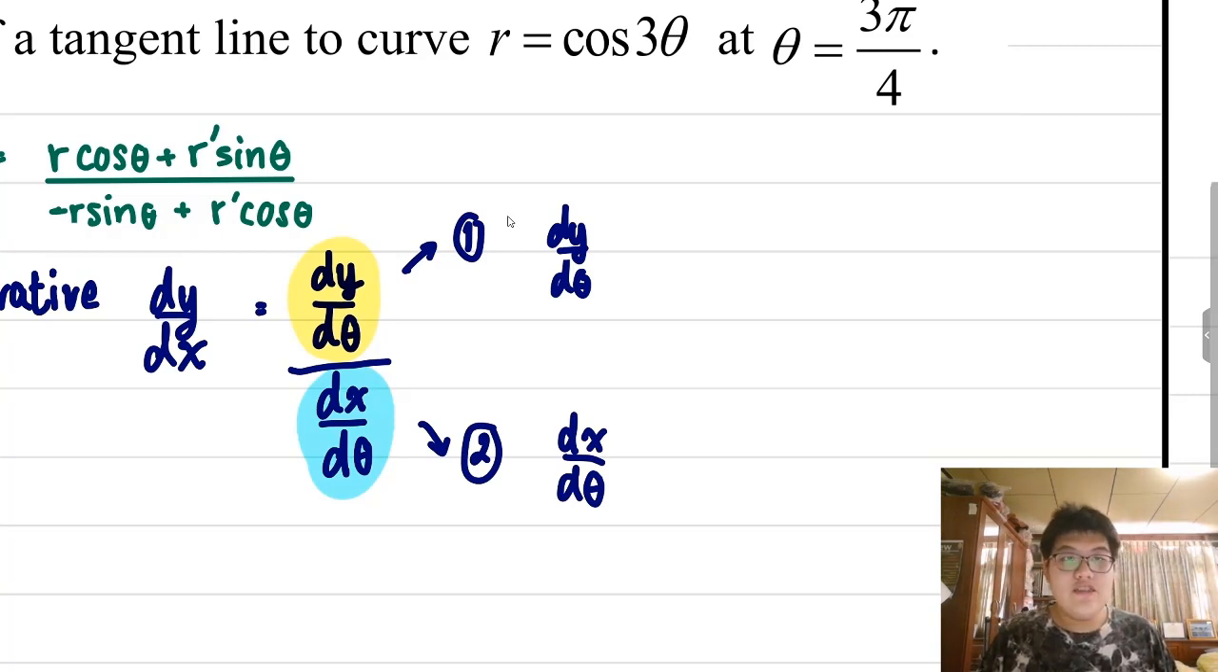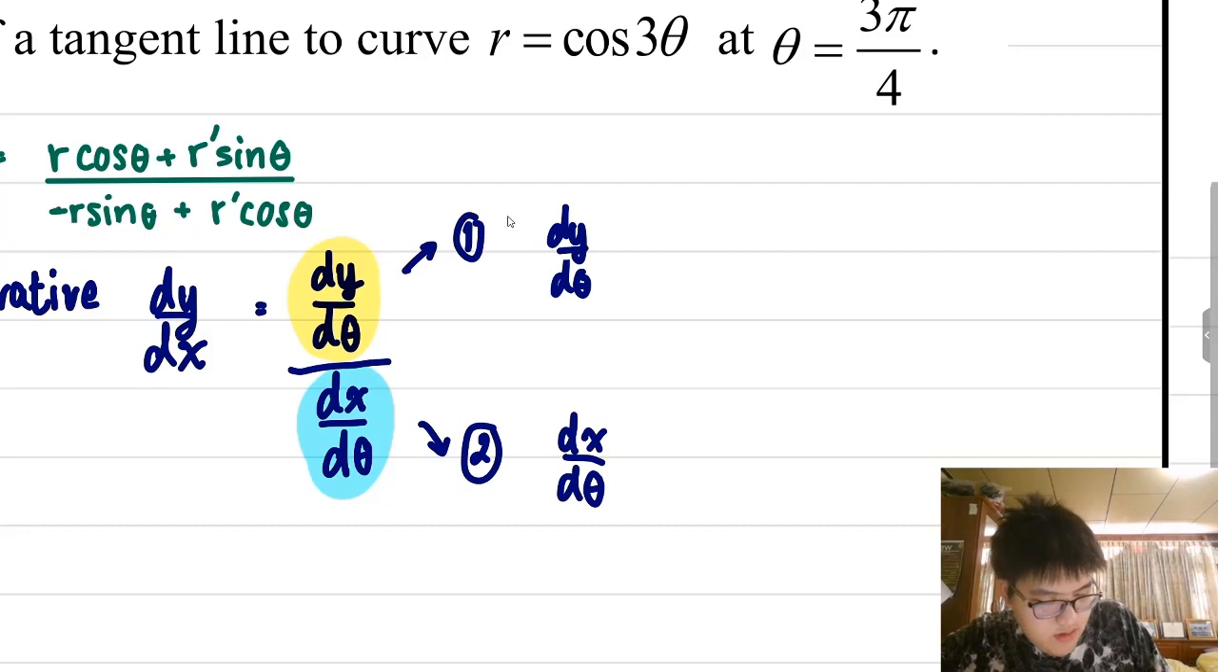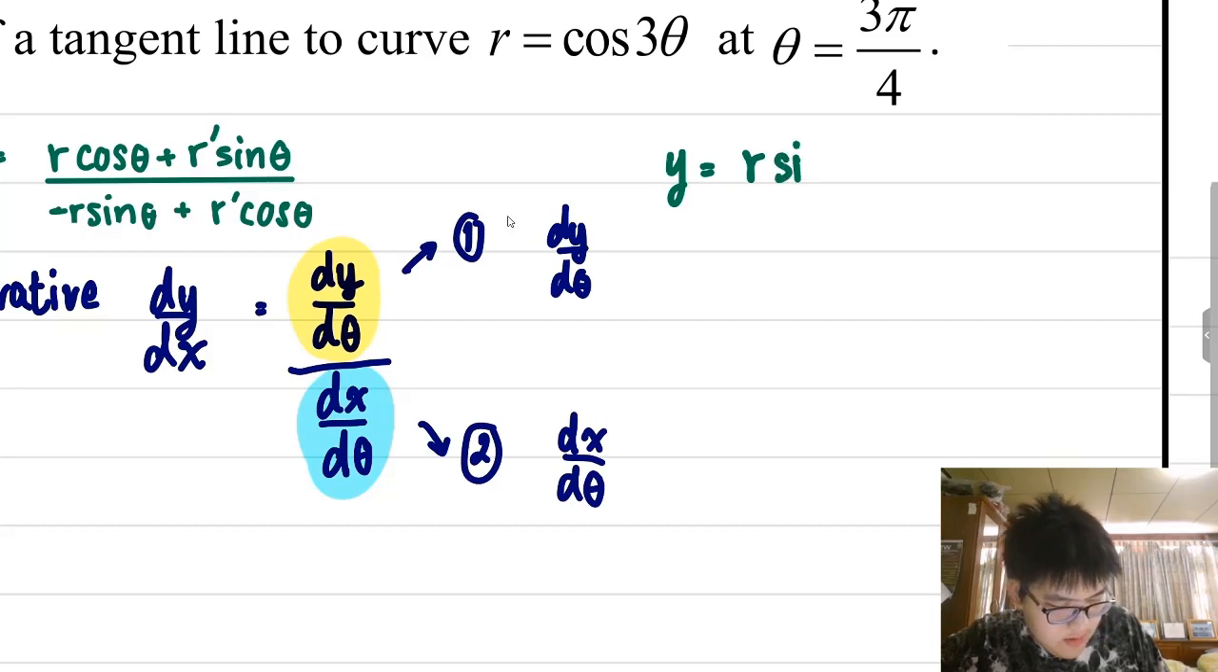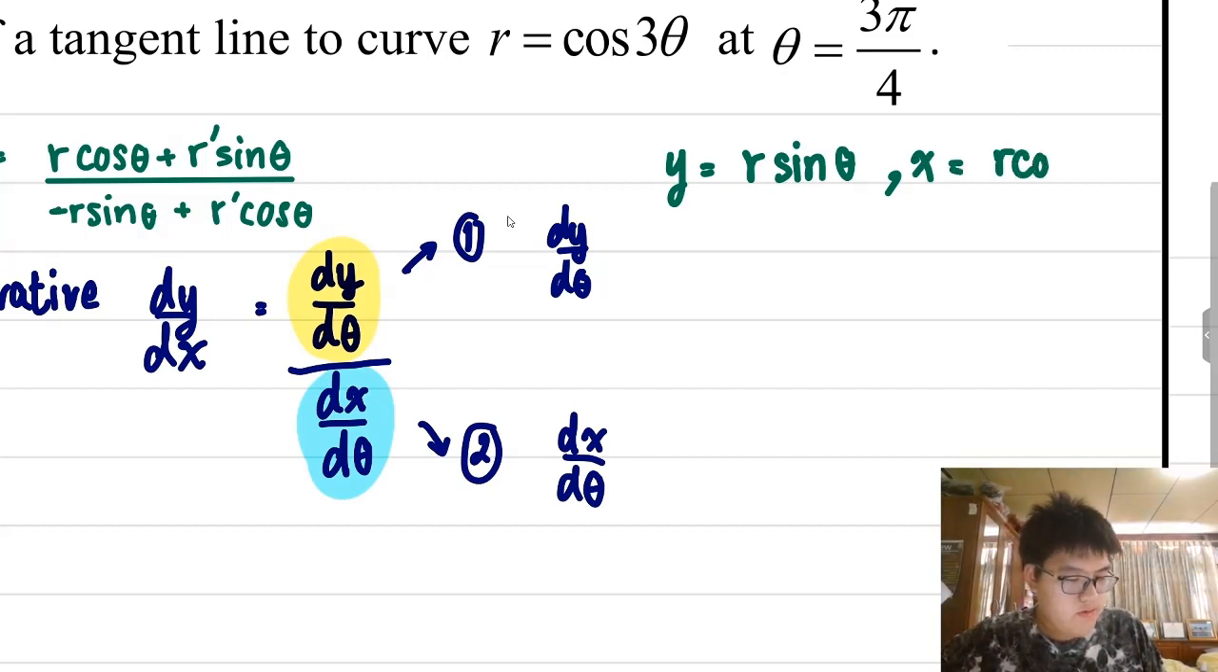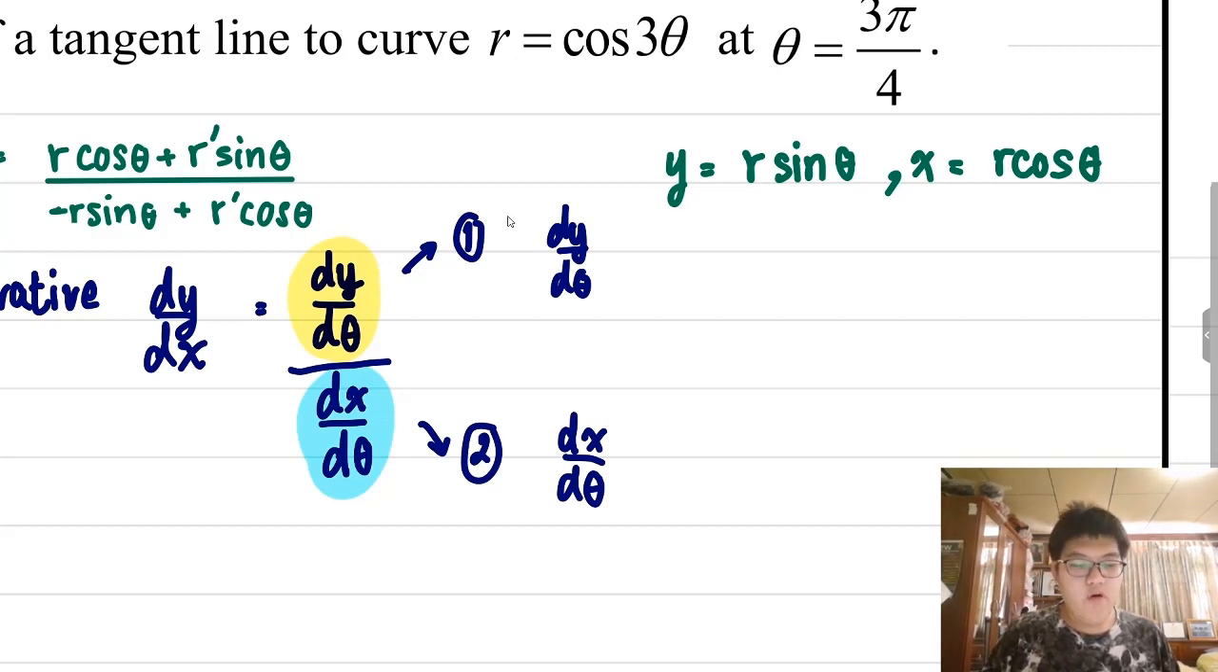For the knowledge about the relationship between rectangular coordinates and polar coordinates, it is written as y equals r sin theta and x equals r cos theta. This is a principle that we have to learn before. If you don't know what it is, I will show some pictures to you.